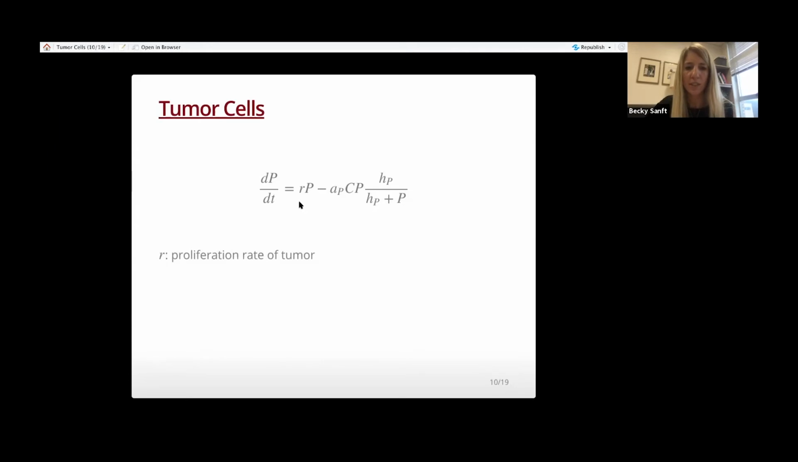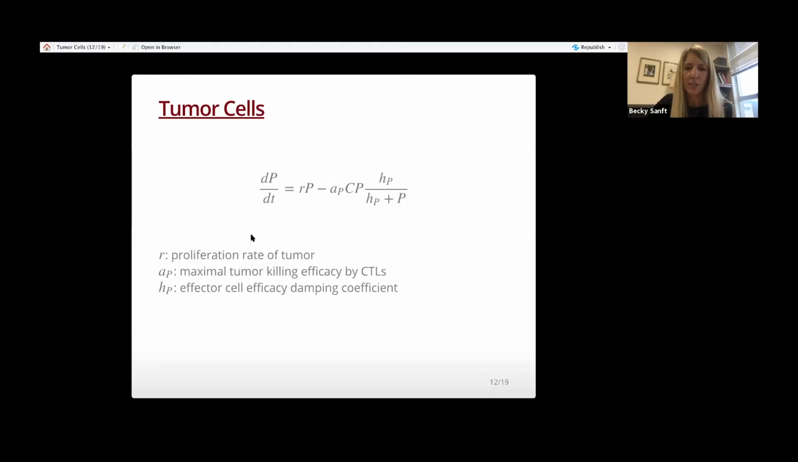So the R is that proliferation rate of the tumor. Now the second term, again, is that interaction with those CTLs, and this looks like a mass action term. We've seen that a lot throughout the semester by the time we do this case study. AP is a maximal tumor killing efficacy by the CTLs. However, it's known that the tumor killing efficacy can decrease as the tumor gets larger, and so this acts as a damping term. And this HP, the higher it is, the more damping we have as the tumor gets bigger.